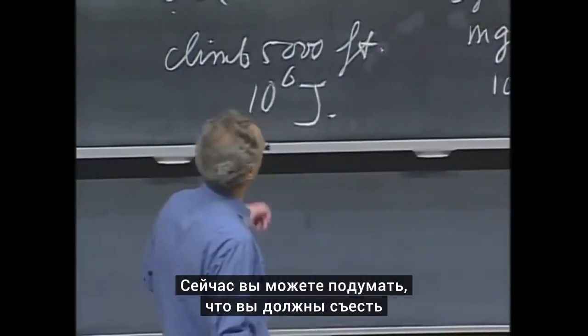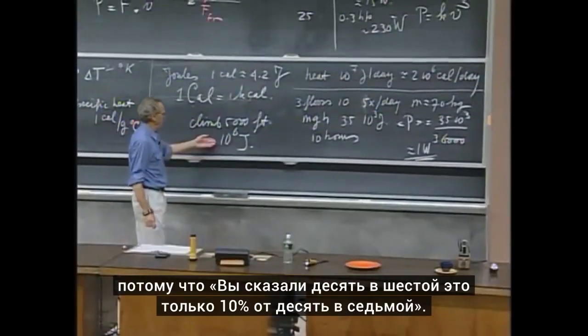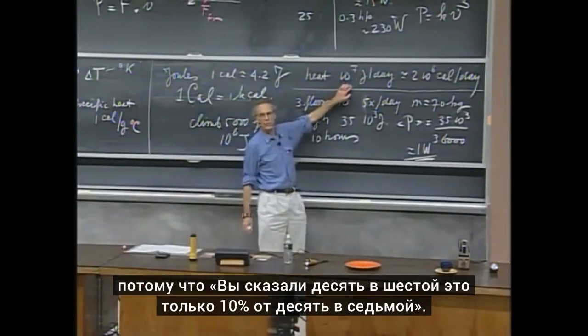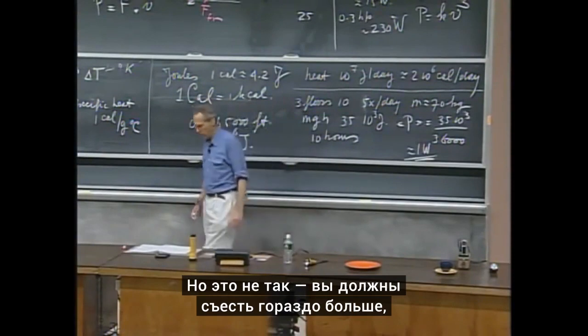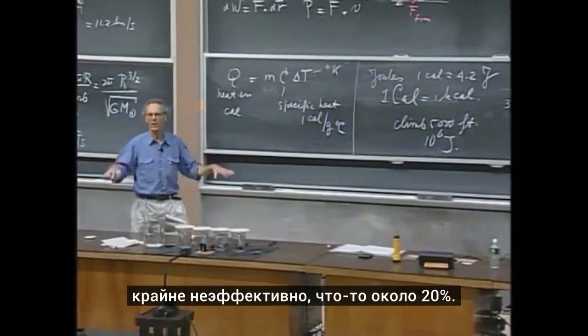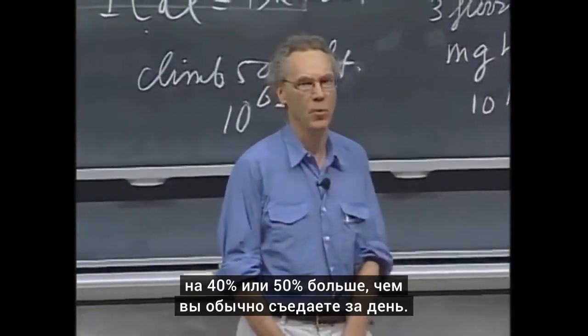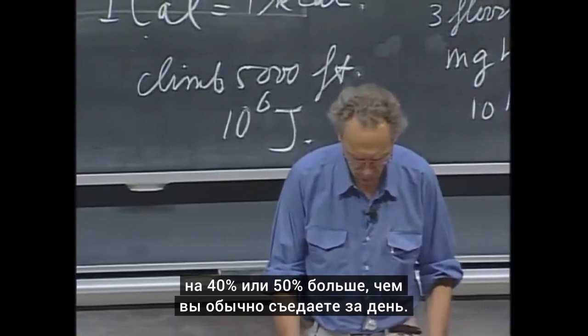Now, you would think that you have to eat only 10% more than you normally eat, because you say 10 to the 6 is only 10% of 10 to the 7. But that's not true. You have to eat a lot more, because the conversion from food to mechanical work is very poor, something like 20%. So you may have to eat 40 or 50% more than you normally do in one day.